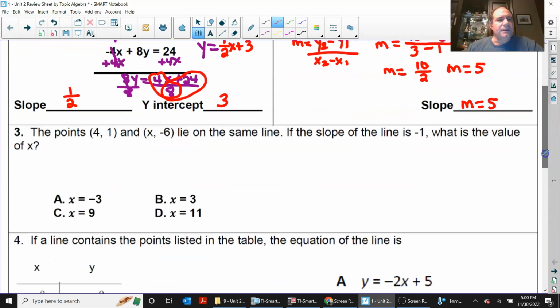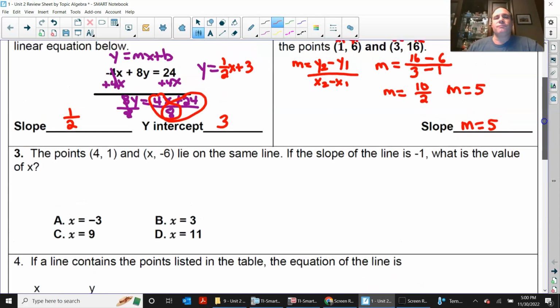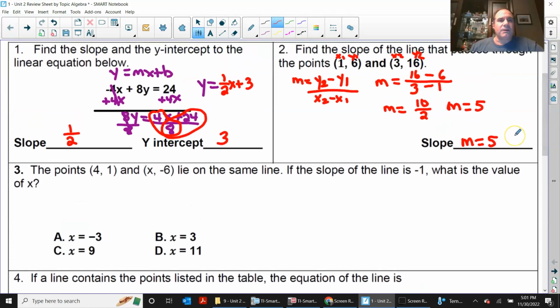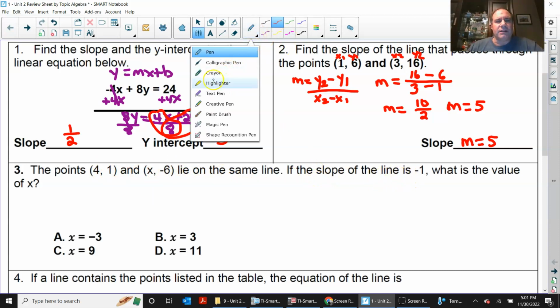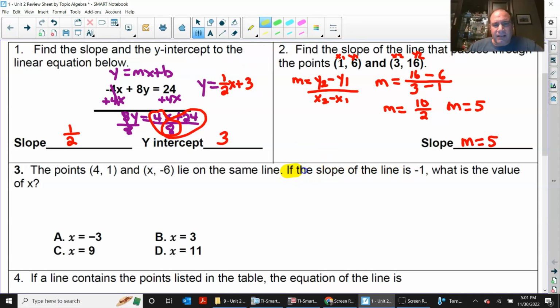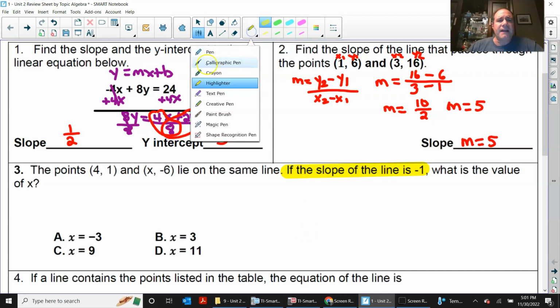Number 3. I think the easiest way to do this, and I'm sure there's other ways to do it, but it says the points (4, 1) and (x, negative 6) lie on the same line. The slope of the line is negative 1. This is really important stuff. What is the value of x?